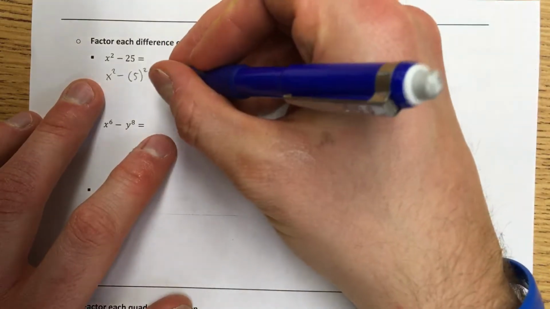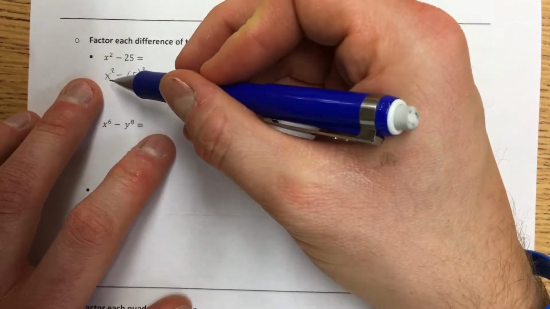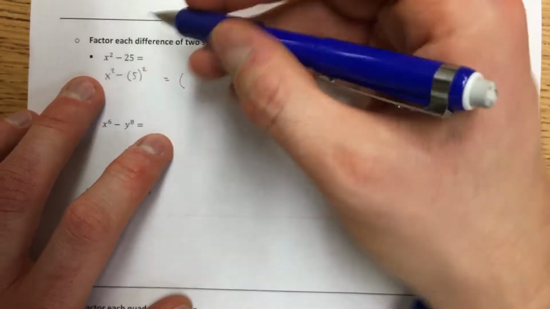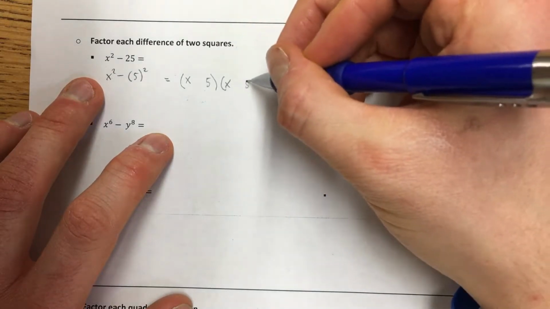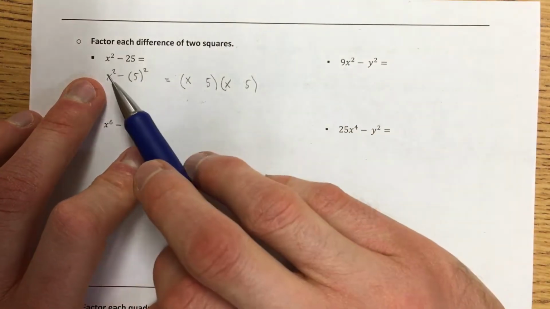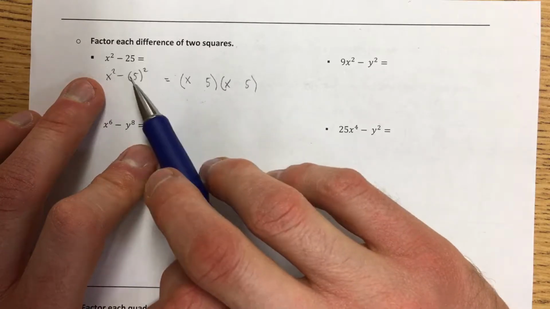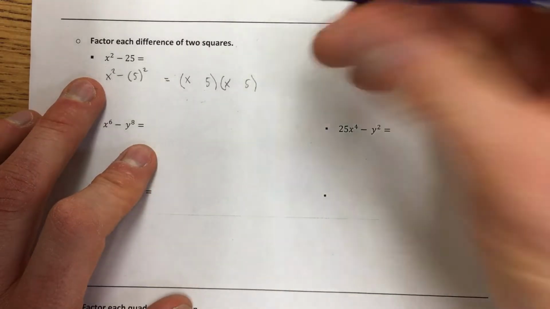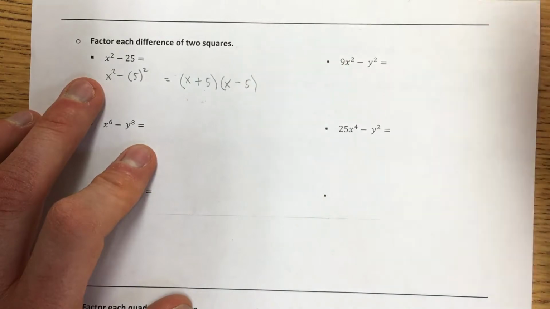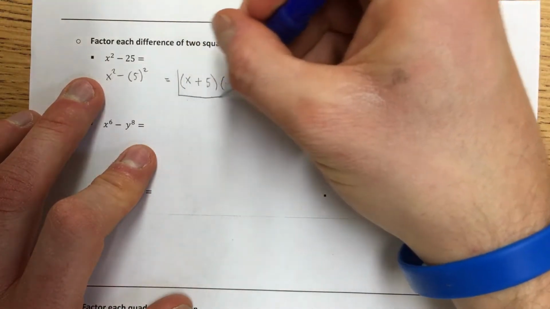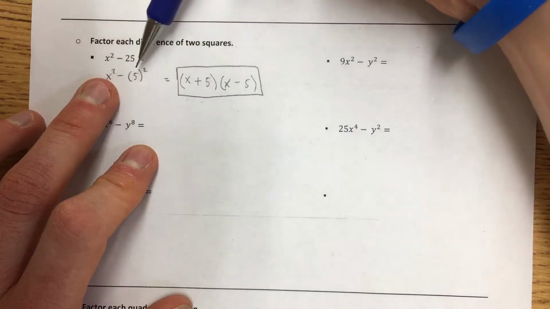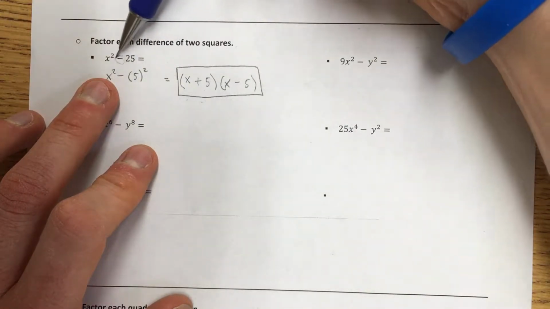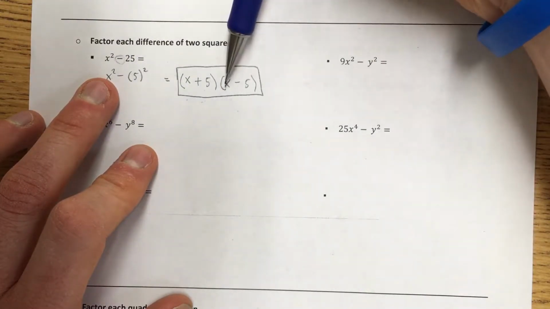Then we can factor this as x, like almost ignore the squares. X and 5, x and 5. So almost basically ignore the squares here. I put the x and the 5, and then one's positive and one's negative. And there's your factorization. So if we can rewrite quantities as squares and we're subtracting the two, then it does factor in this way.